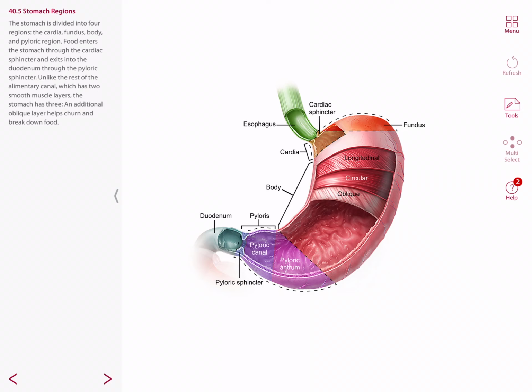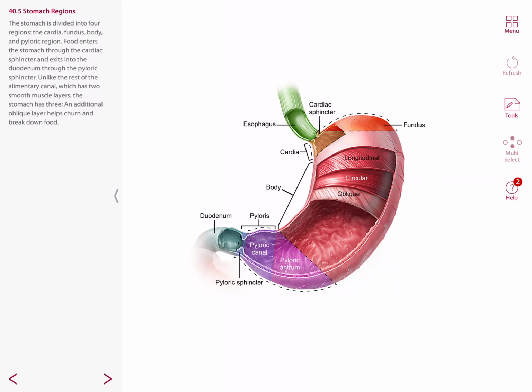And in that fundus, you'll even find gas bubbles on X-ray. So a lot of times people worry about that, but it's normal, and in fact, it's a good landmark to figure out where you are. From there, we go into the body, which is going to be the main portion of the stomach.